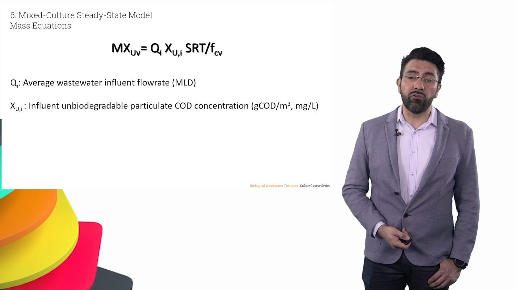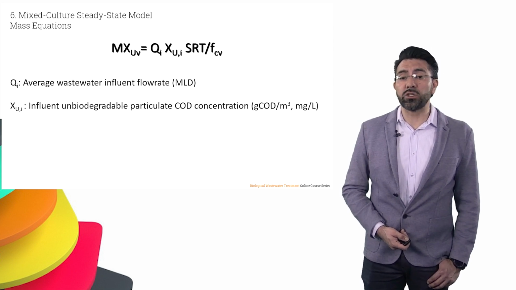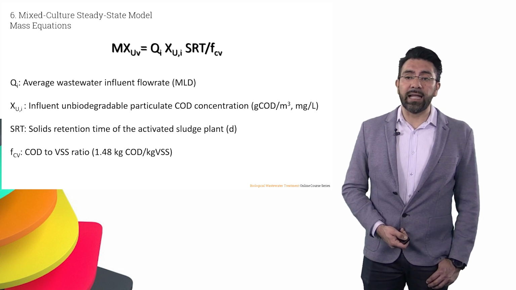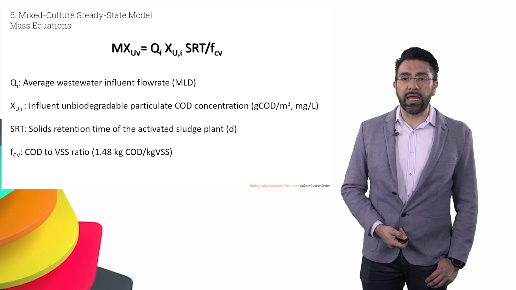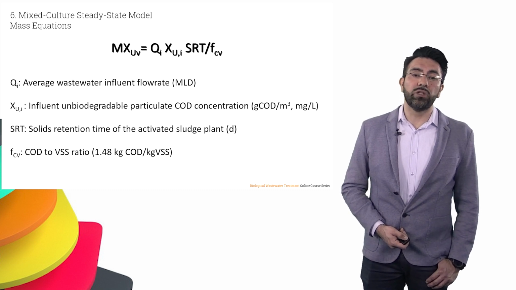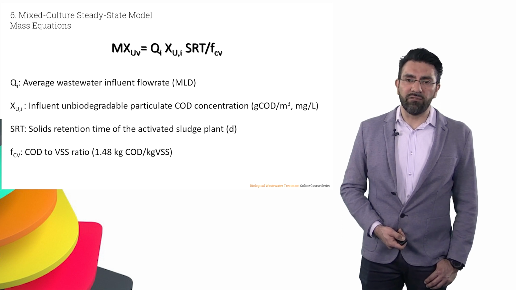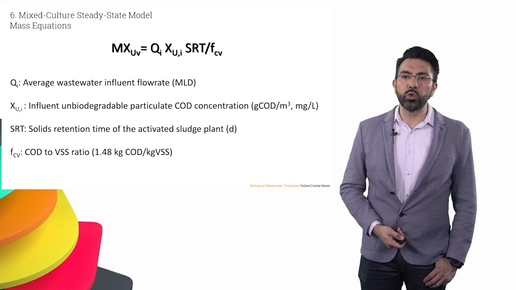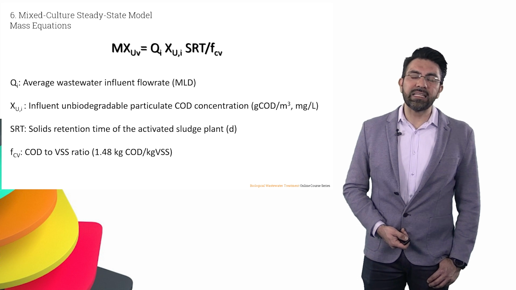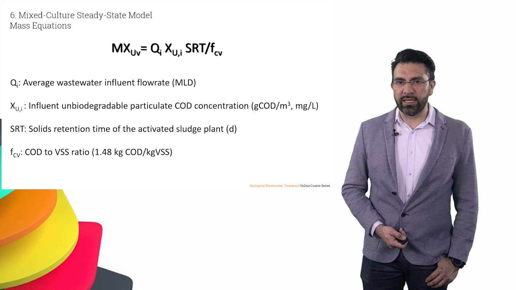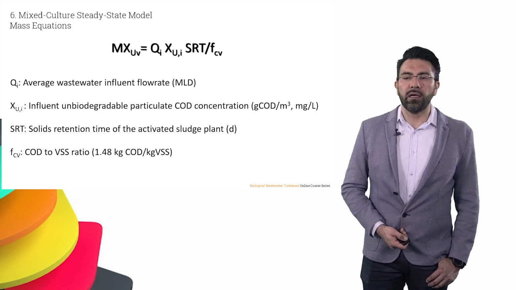Take into account the influent unbiodegradable particulate COD concentration present in the influent, and they will be proportional to the SRT. We can estimate in this particular case the amount of solids from the COD concentration of the particulate organics using this FCV factor. That is a COD to VSS ratio with a value of 1.48 kilos of COD per kilogram of VSS. In particular, this fraction is used for all the volatile suspended solids, and it is an estimation of what could be the COD content that a kilogram of volatile suspended solids in average or typically has.